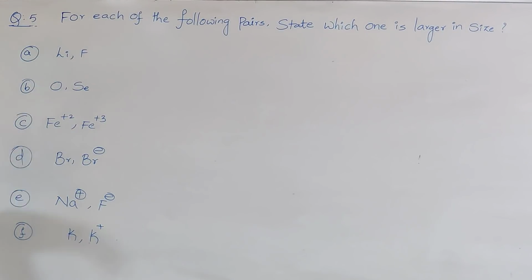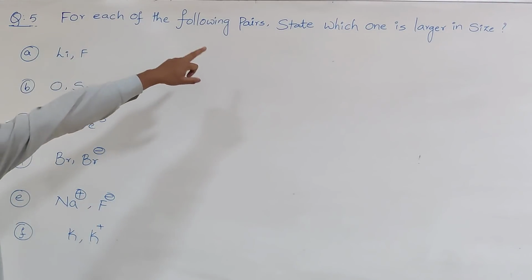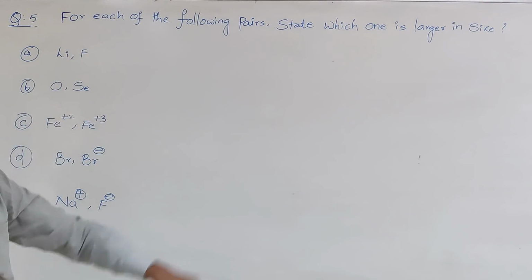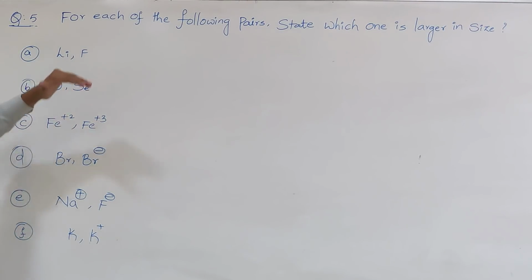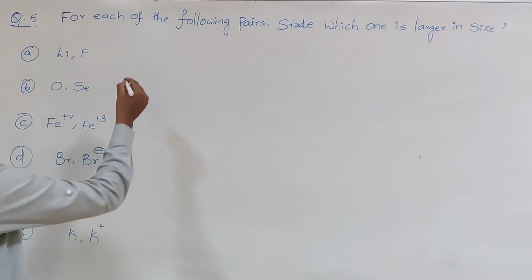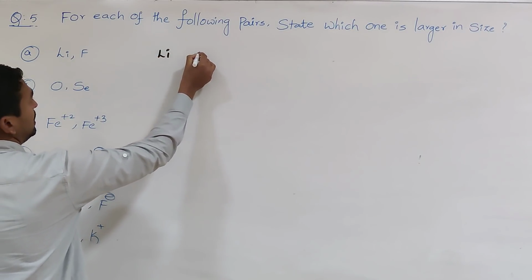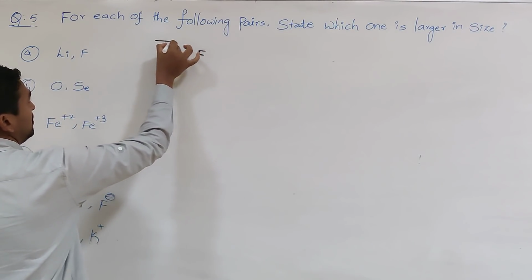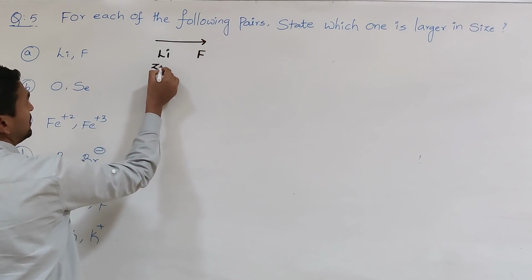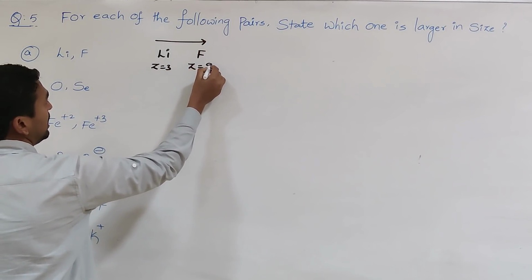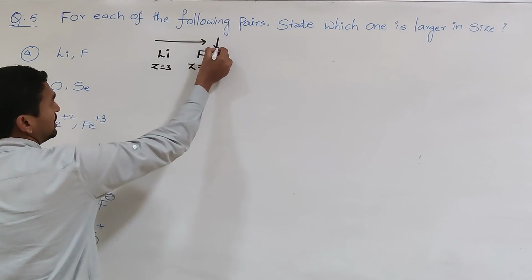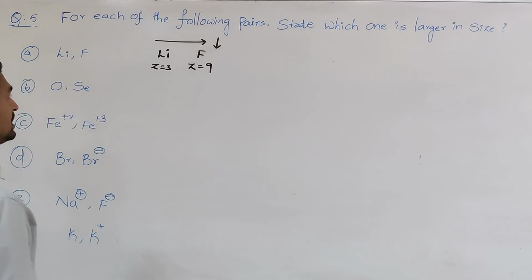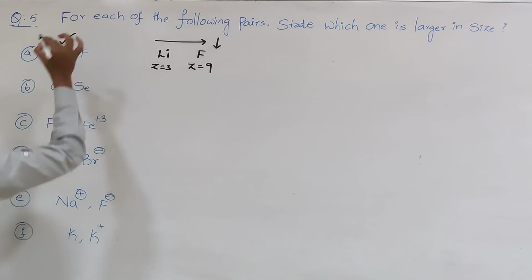So next, question number 5. For each of the following pairs, state which one is larger in size. We need to identify, among the two in each pair, which is larger in size. First one, lithium and fluorine are given. Lithium and fluorine belong to the same period. This is atomic number 3 and this is atomic number 9. As we move from left to right, atomic radii decreases. So which is larger in size? Lithium is larger in size.